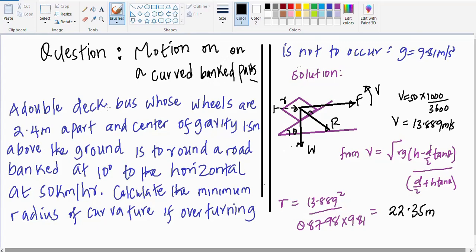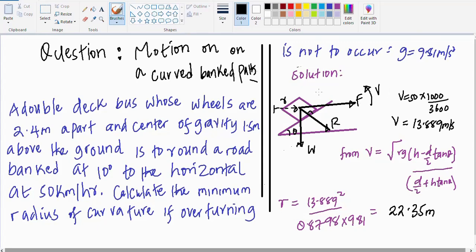The guiding question says a double-deck bus whose wheels are 2.4 meters apart and whose center of gravity is 1.5 meters above the ground is to round a road banked at 10 degrees to the horizontal at 50 kilometers per hour. Calculate the minimum radius of curvature if overturning is not to occur. Take g as 9.81 meters per second squared. Let us look at the solution of this problem.